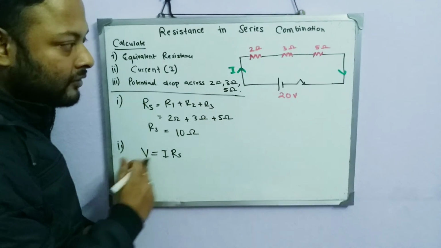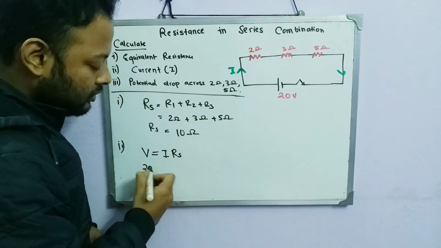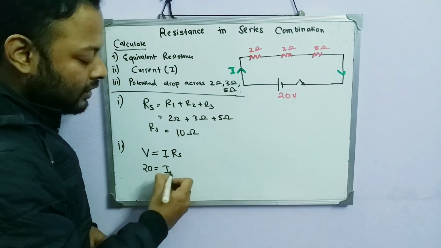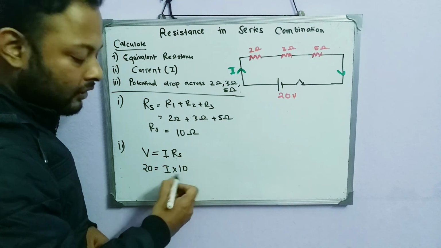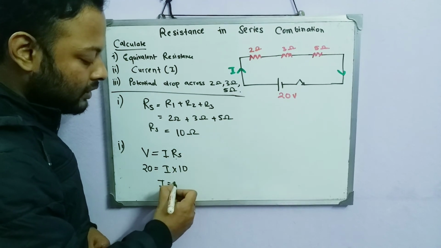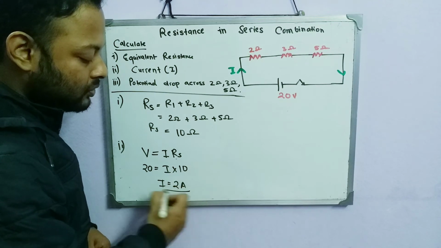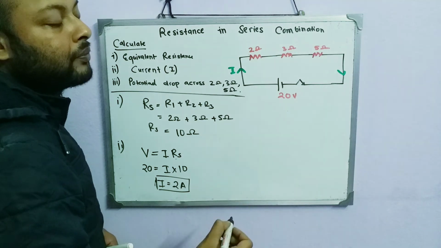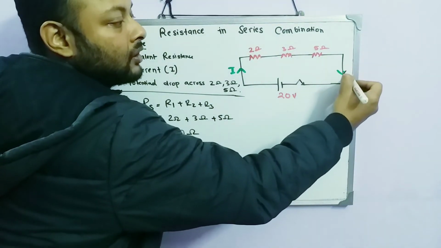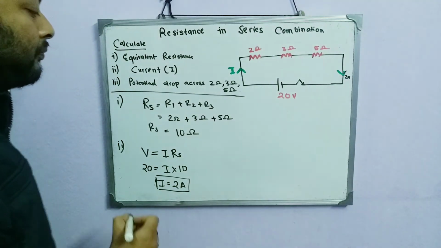Now potential I have been given, this is 20 volt. Current I need to find, and resistance in series, I got it as 10. Now if you divide 20 by 10, that becomes 2 ampere. So current in the circuit is equal to 2 ampere. So 2 ampere of current is flowing in the circuit.